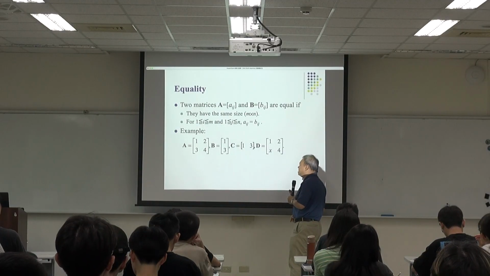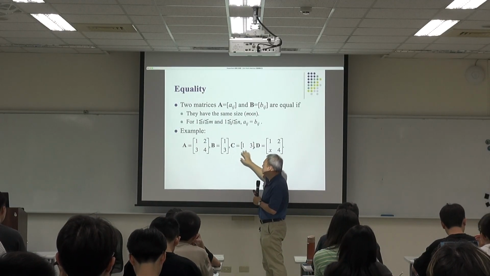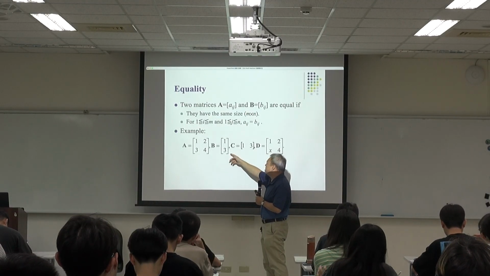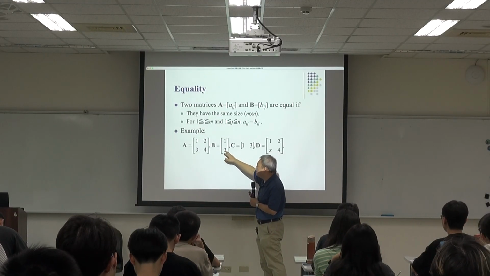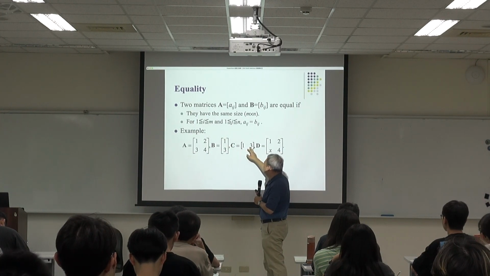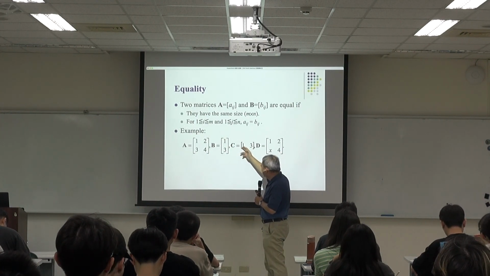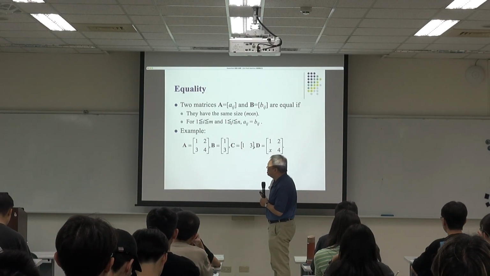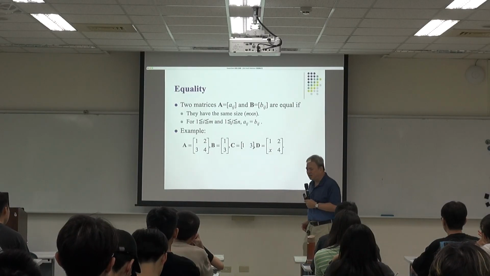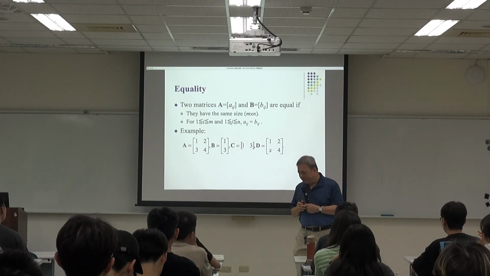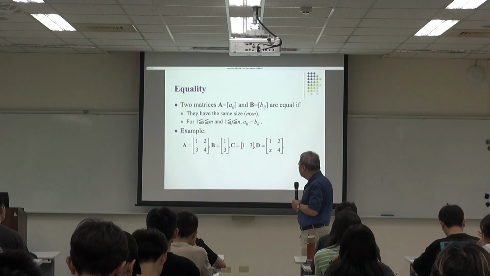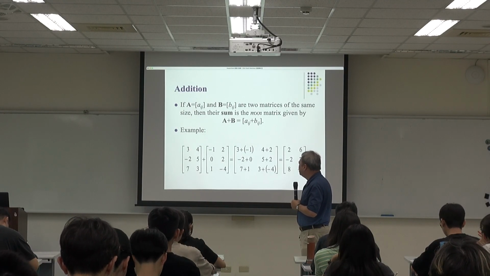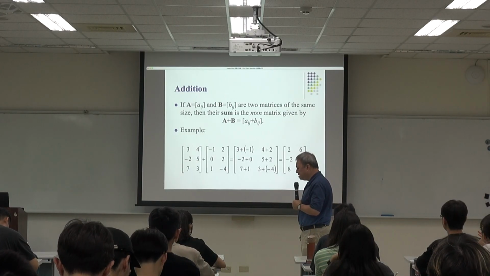And for B and C, they have different sizes. This is 2 by 1, 2 rows, 1 column. This is 1 by 2, 1 row, 2 columns. So their size will be different, even though they have the same content. So just some examples to show you how matrices are considered equal.